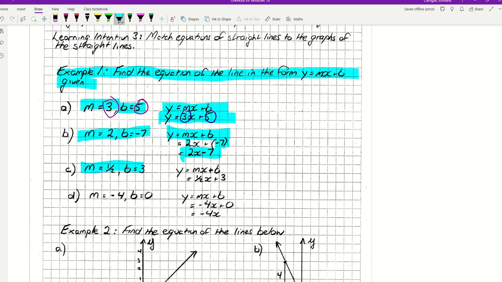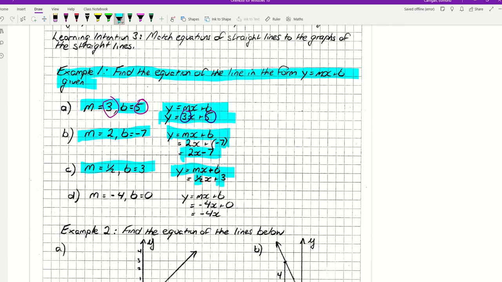Our next one, m is a half, b equals 3. Again, y equals mx plus b. Put that half in front of the x, y equals half x. b is plus 3. So our equation is y equals half x plus 3.